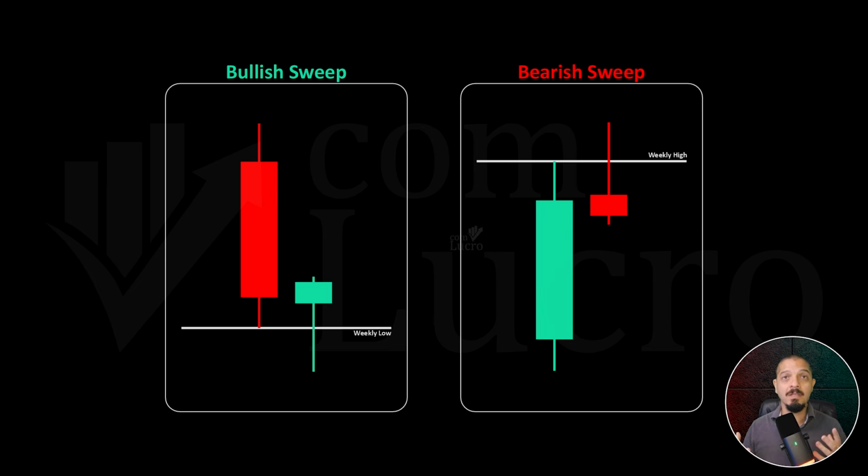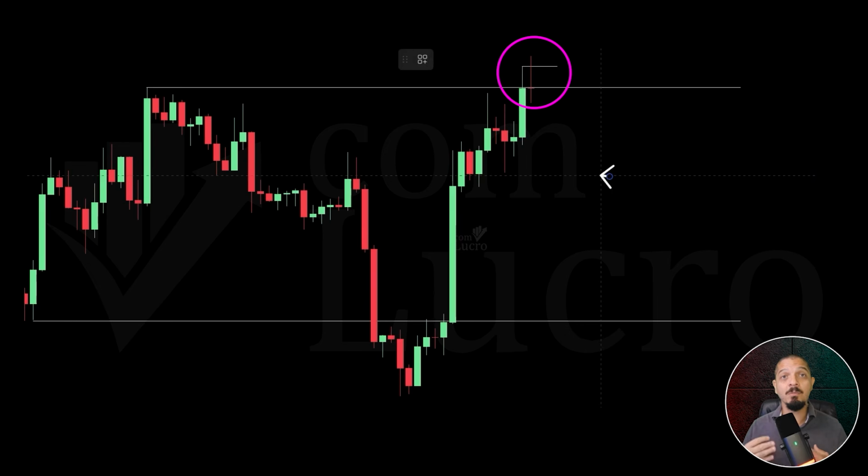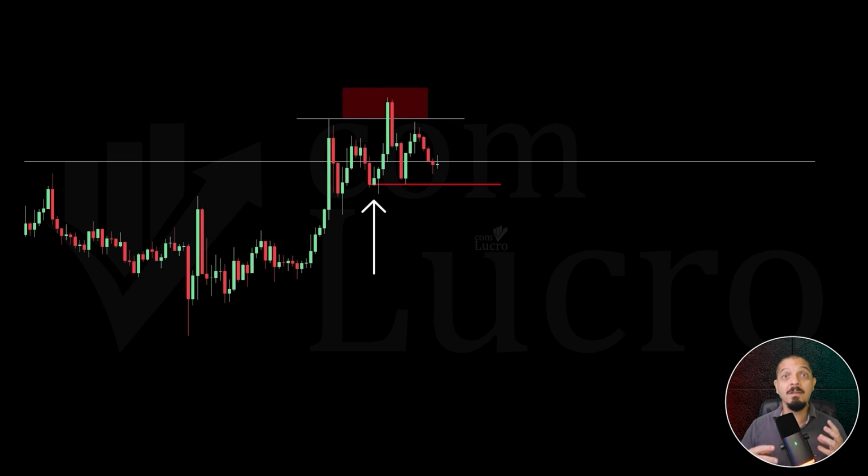This is what a failure to displace looks like in real time. Price sweeps the previous week's high and then produces a 4-hour failure to displace. This is a strong reversal signal, and this is exactly what we want to see at a weekly high. After this failure to displace is confirmed, we wait for the candle to close and then move into the entry time frame. I prefer to execute on the 15-minute chart.